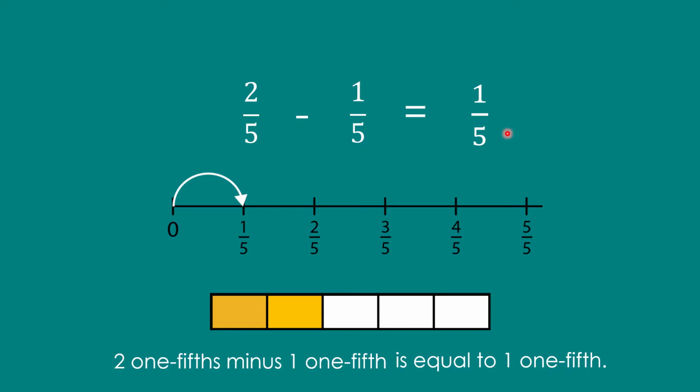And how would you show minus 1/5? How could you take away 1 1/5? Well, we could cross 1 1/5 out. And what's left? There's 1 shaded part out of 5 parts in total. 1 out of 5, 1/5.